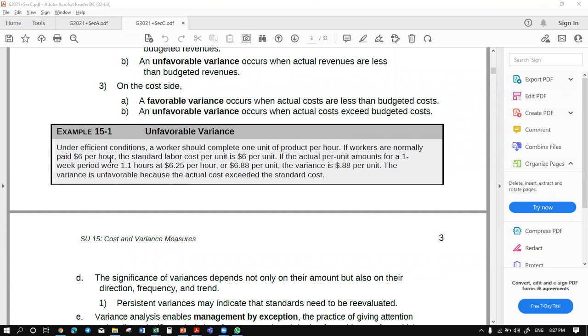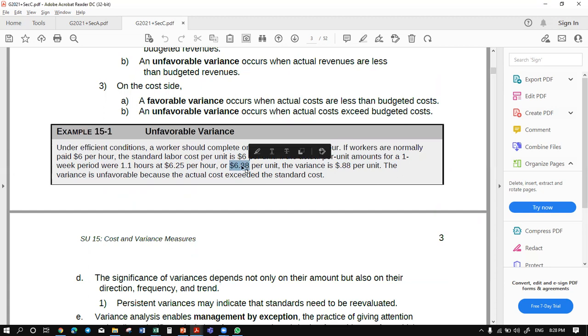Take an unfavorable variance example: under efficient conditions, a worker should complete 1 unit of product per hour. 1 unit, 1 hour. If workers are normally paid $6 per hour, the standard labor cost will be 6 into 1, $6. If the actual per unit amounts for a 1 week period were 1.1 hours at 6.25, or 6.88 per unit, the variance is 0.88, right? If your standard budget you set is $6, but actual came $6.88, is it positive or negative?